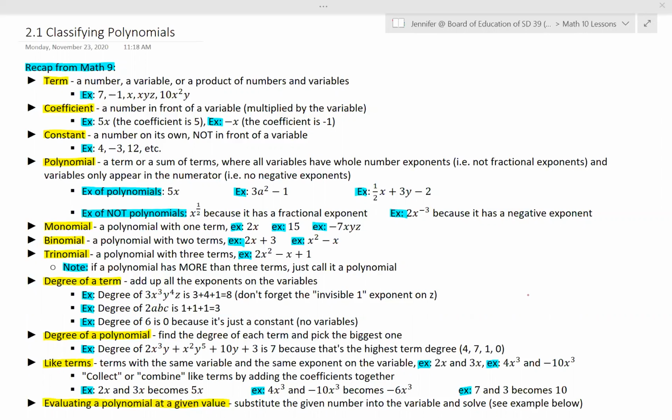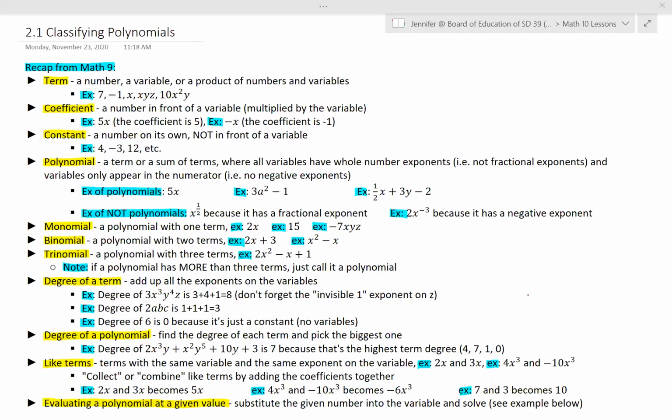So based on what we learned in chapter 1, if you have a negative exponent, it means it's in the denominator of the fraction. So that's not allowed. So I've listed examples of things that are considered polynomials, and then those that are not considered polynomials. So x to the 1/2 is not a polynomial because it has a fractional exponent, or an exponent that is not a whole number. And then 2x to the -3 also is not a polynomial because it has a negative exponent. In other words, the variable would appear in the denominator.